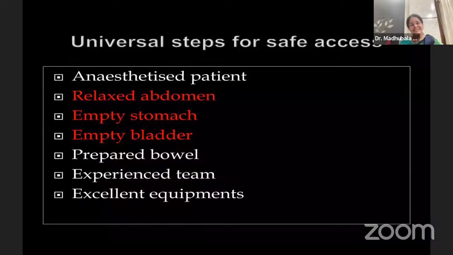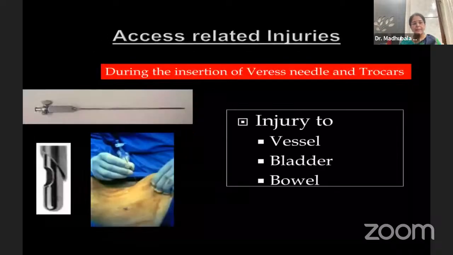The universal steps for a safe access would be a well anesthetized patient and a cooperative anesthetist, a relaxed abdomen with an empty stomach and bladder, a well-prepared bowel, an experienced team, and excellent equipment which the surgeon is familiar with. He or she should know the equipment and how it works.